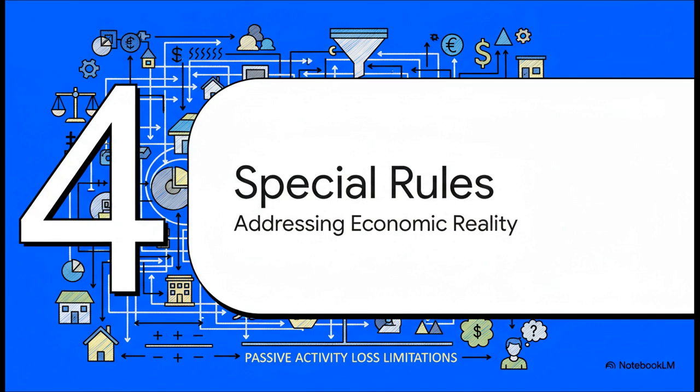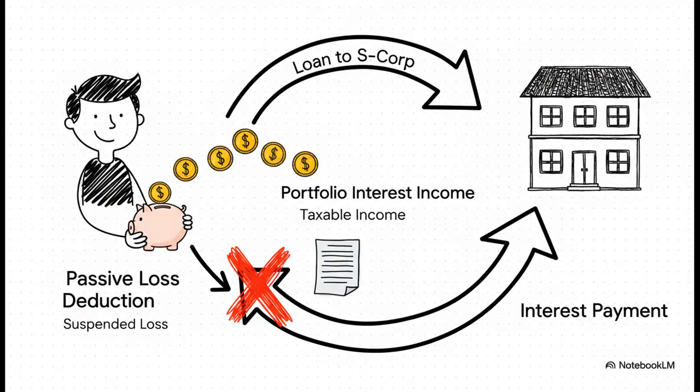It's filled with all these special rules and exceptions, and they're usually there to handle weird situations or to make sure the tax result actually matches what's happening in the real world. And the passive activity rules have their fair share. Let's walk through a classic example of this, the self-charged interest trap.